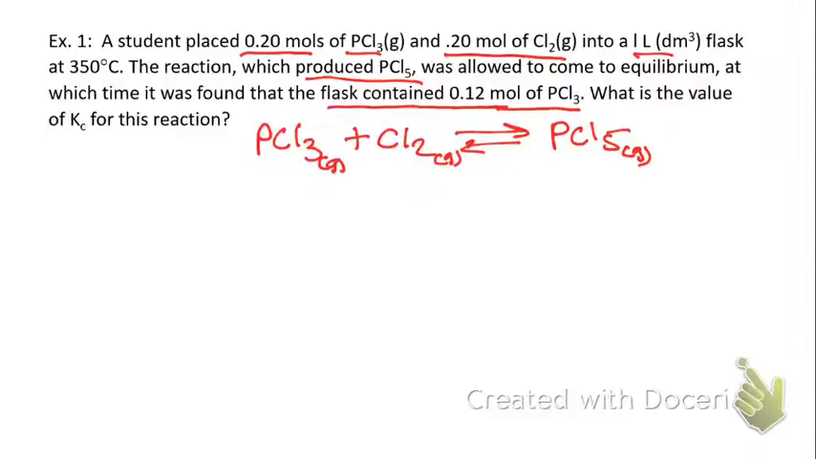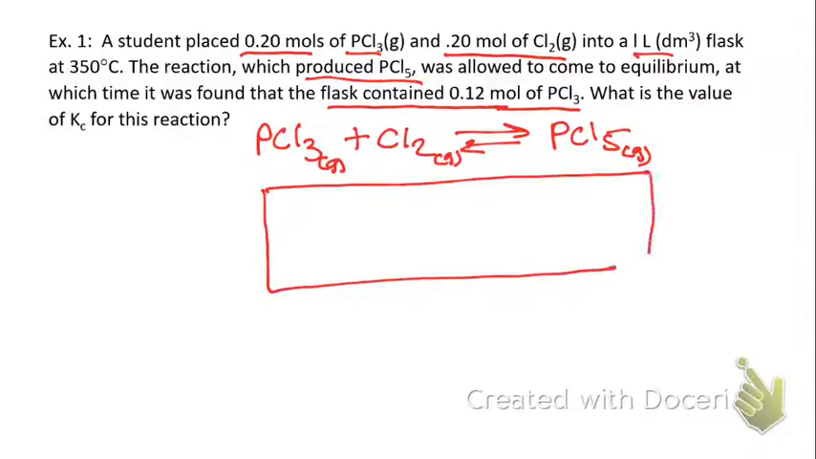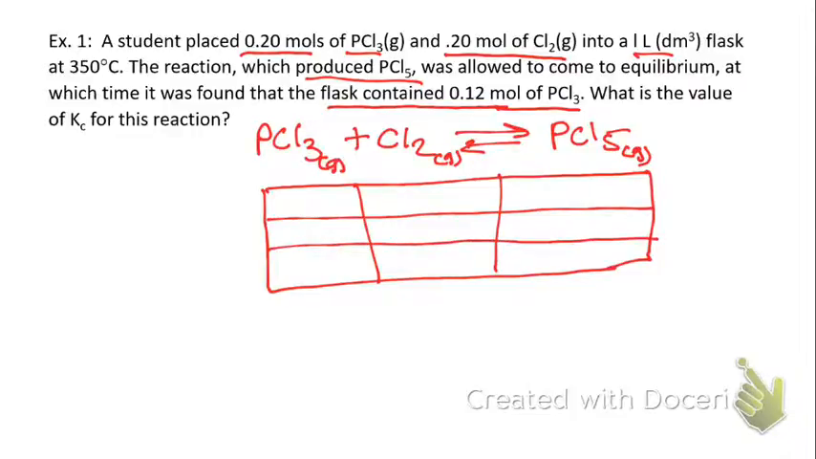So now what we're going to do is draw an ICE box for this problem. All right, so we have ICE. I is the initial concentration in moles per liter, C is the change in concentration, and E will be the equilibrium concentrations that will occur here.